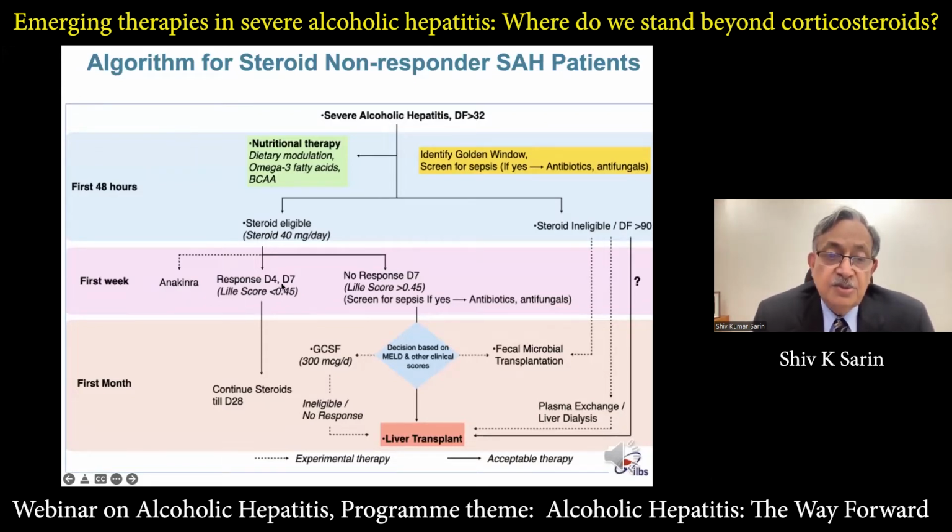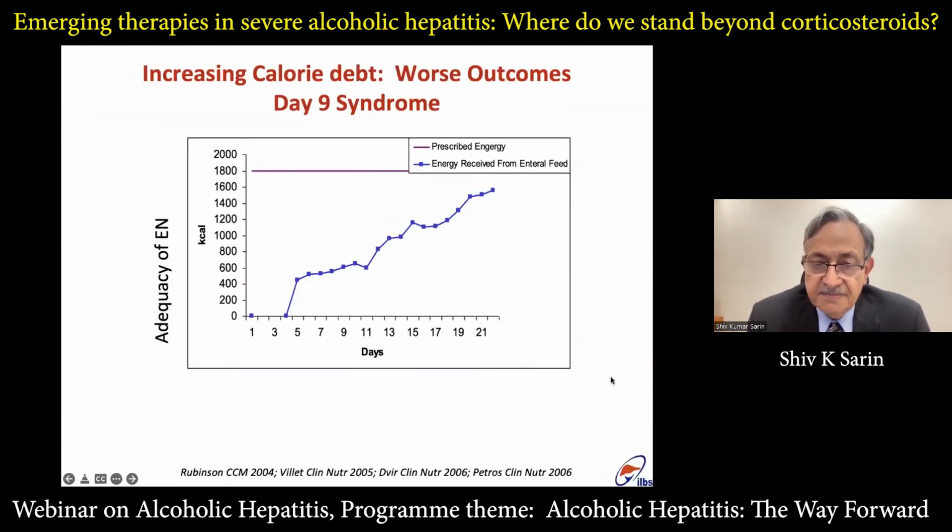You can also assess response at day 4 and day 7 if steroid is working. But if it is not working at day 7, you screen for sepsis and then you have a decision curve where you can give GCSF. If he is ineligible for this also or there is no response, LT. If steroid ineligible, FMT, plasma exchange, or liver dialysis. These are experimental therapies, so don't believe me till you have tried, but these are acceptable therapies.